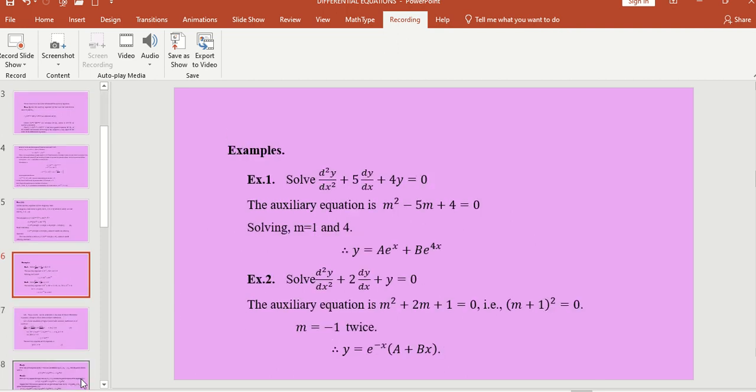Now consider the examples. In the first example, we have the auxiliary equation m square minus 5m plus 4 equal to 0. By solving this equation, we have m equal to 1 and 4. So we have the solution. Similarly, when we consider the second equation, m square plus 2m plus 1 equal to 0 is the auxiliary equation. So we have m equal to minus 1 twice.